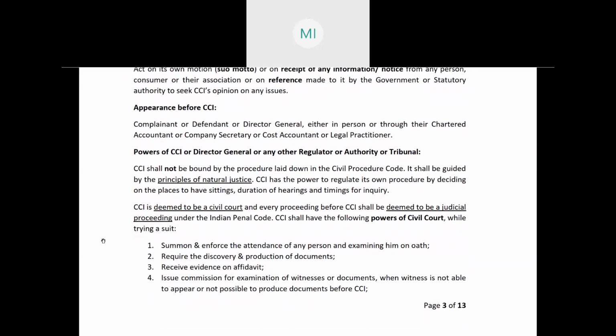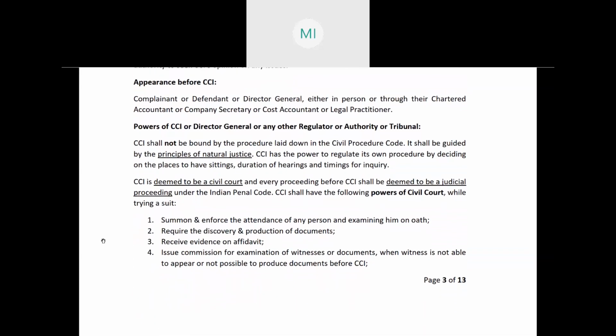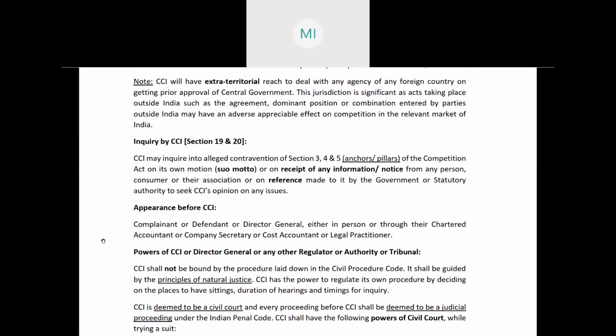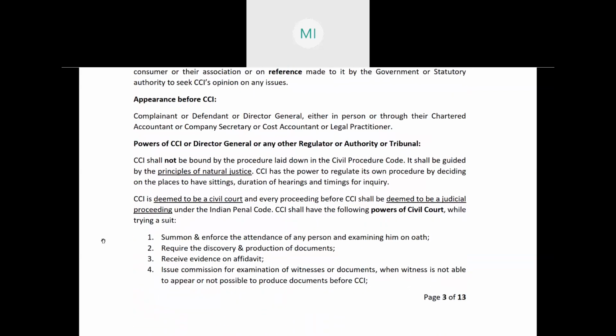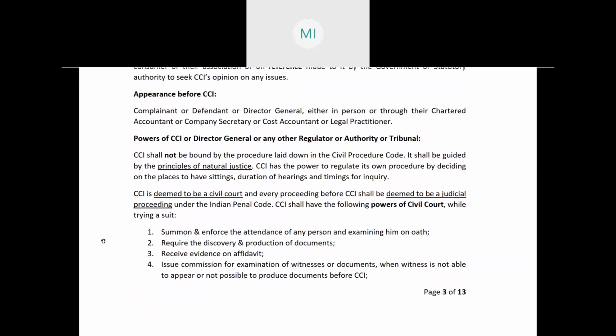Who can appear before CCI? Unlike a court, CCI is a modern day regulator. Apart from the complainant and defendant, it can also be represented by a CA or a CS or a cost accountant or any legal practitioner like advocates, right? Just a second, just go through this.